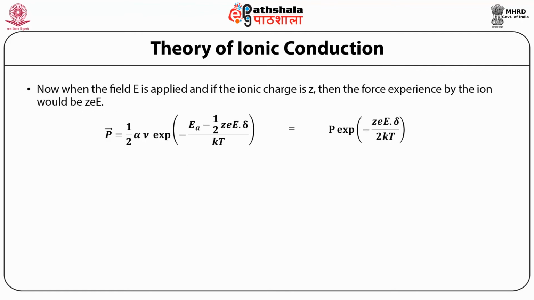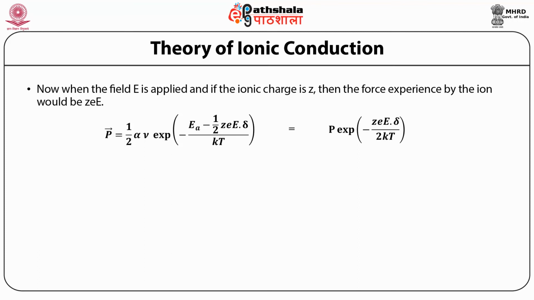Now when the field E is applied and if the ionic charge is Z, then the force experienced by the ion would be ZeE. As a result of application of this force, the energy levels on the left and right of the ion would move up and down by a magnitude of half F into delta, or half ZeEdelta, with the total energy change being ZeE delta.